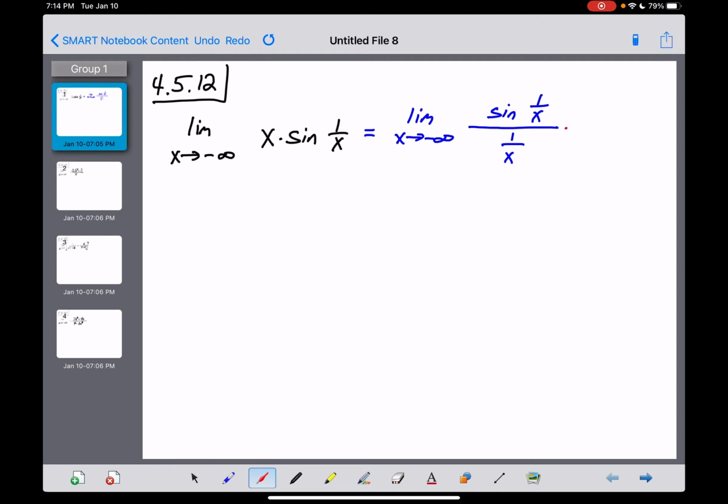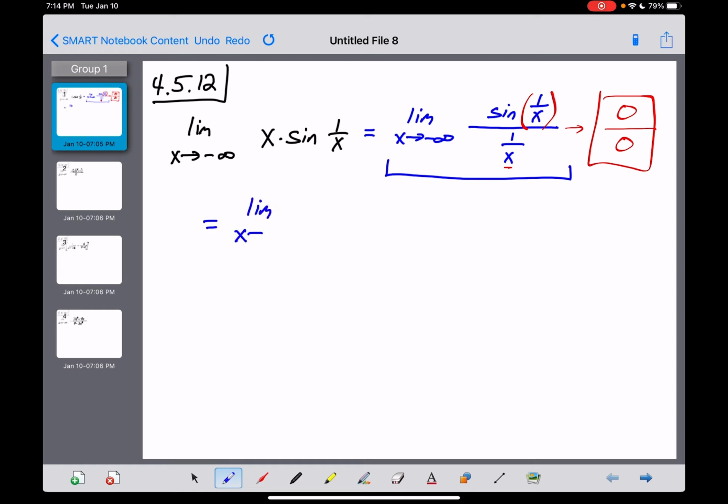Now, why in the world would we do that? Because now, when you let x approach negative infinity, once again, this angle here approaches 0, and the sine of 0 is 0. Down on the bottom, as this x approaches infinity, the value of that fraction on the bottom approaches 0 as well. And now when you get 0 over 0, that makes it okay for us to use L'Hopital's rule on this version of the problem right here. So now we can go ahead and apply L'Hopital's.